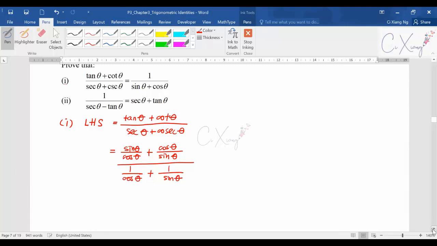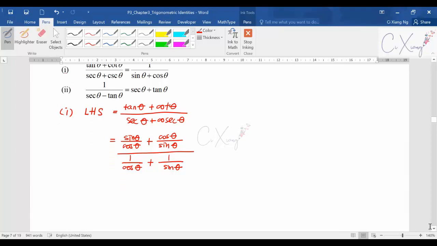I hope that you so far understand what I am doing until this step. All these are separate fractions. It is a fraction inside a fraction. So to simplify these fractions, what am I going to do? I think I need to combine them into one fraction on top first. So how can I combine them?